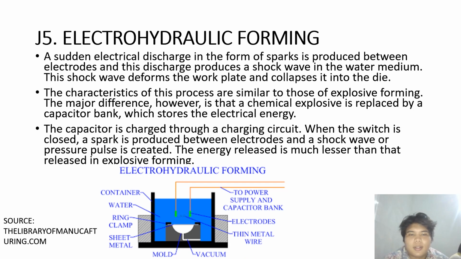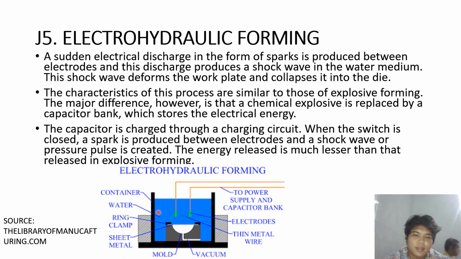A sudden electrical discharge is electrohydraulic forming. A sudden electrical discharge in the form of a spark is produced between electrodes, and this discharge produces a shockwave in the water medium. The shockwave deforms the workplate and collapses it into the die. The characteristics of this process are similar to those of explosive forming. The major difference is that the chemical explosive is replaced by a capacitor bank, which stores the electrical energy. The capacitor is discharged through a charging circuit. When the switch is closed, a spark is produced between electrodes and the shockwave, or pressure pulse, is created. The energy release is much lesser than that released in explosive forming because it's using electrical energy.